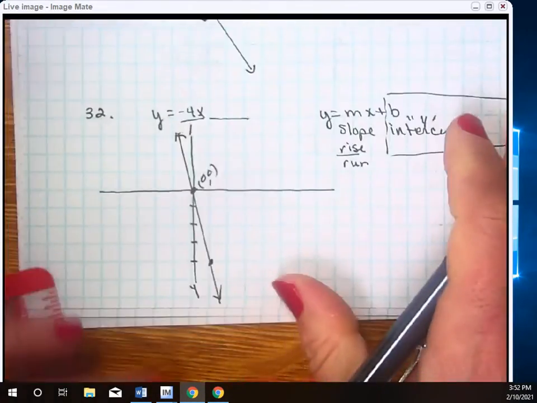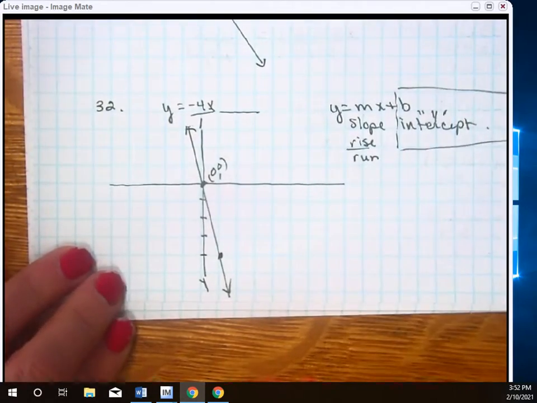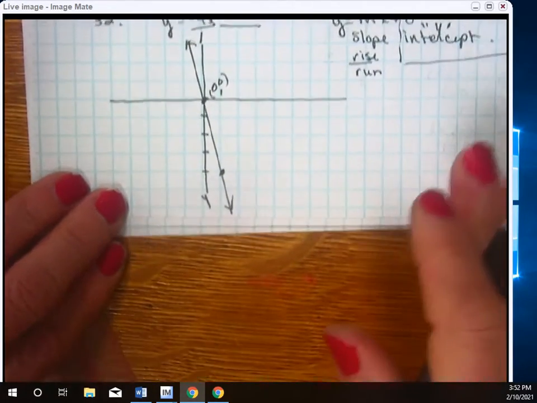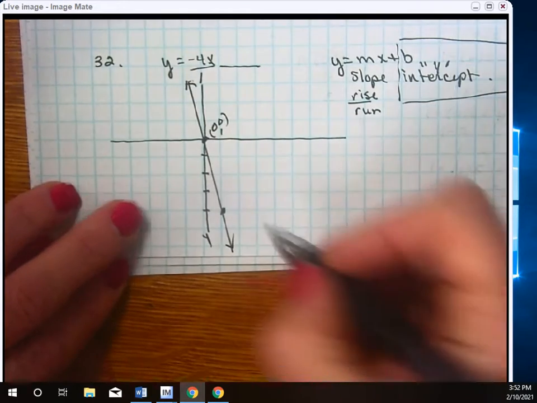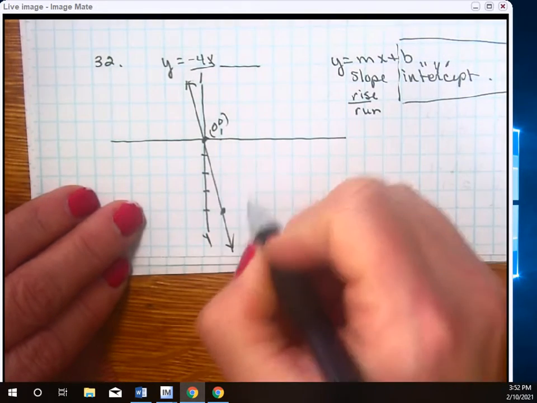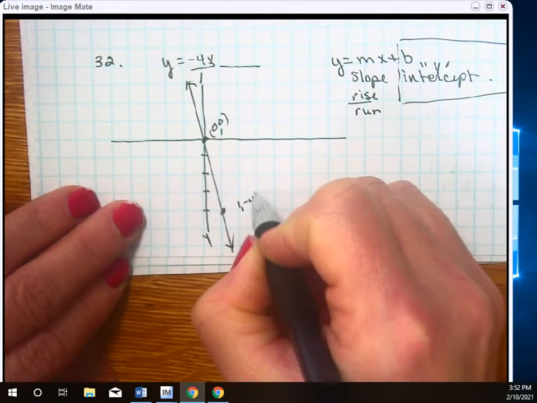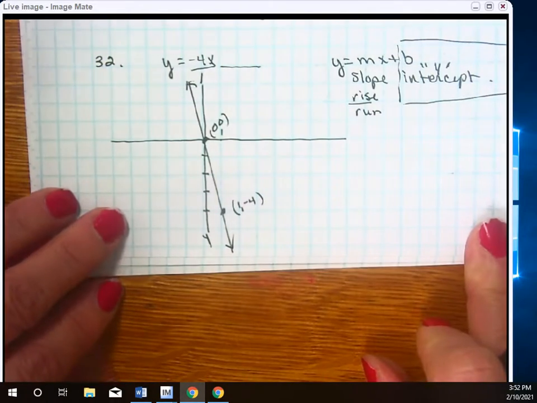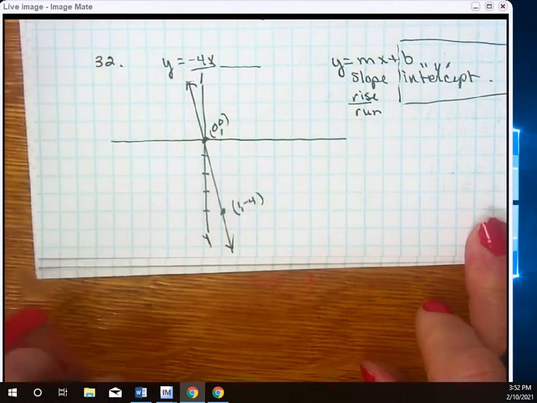Again, my students, you're going to have to label your points. I need to know what you're counting by, and I need to know what these points are. I went right 1 and I went down 4. So my ordered pair then is (1, negative 4).